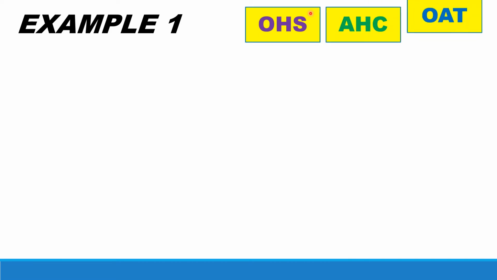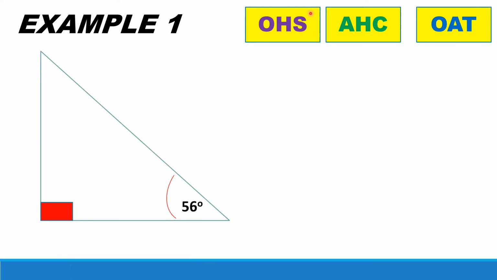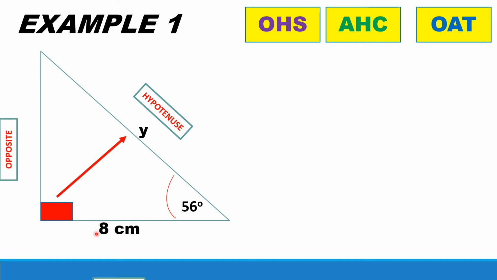Example 1. Here we have our trig ratios, which are going to guide us in completing this example. Here is our right angle triangle. This is our right angle here, and theta is 56 degrees. So the side that is opposite the right angle is known as the hypotenuse. This side has a length of 8 centimeters, and we are trying to find y. So let's label the other sides of this right angle triangle. The 8 centimeter side would be the adjacent. And the side right opposite 56 degrees will be our opposite side.